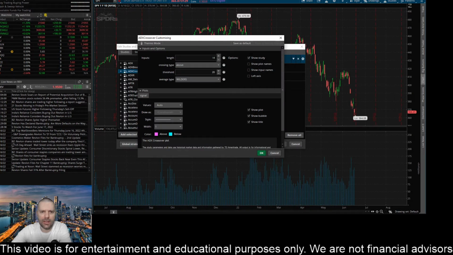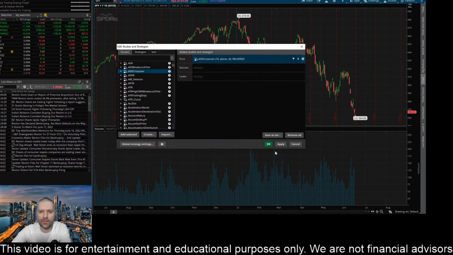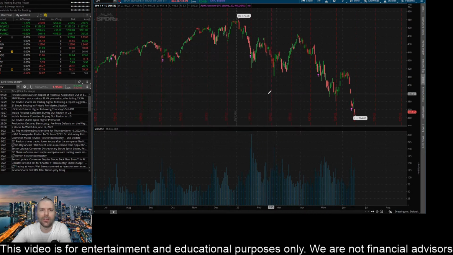So we're talking about the length, the threshold, the crossing type, and the average type. It defaults to length 14. Crossing type is when it moves above, threshold is 20, and then the average type is Wilders. You can tweak that if you want to, but just so you can get an idea of what the defaults are, I'm going to cancel out of that, click apply, and click OK. All right, so you see some arrows on the chart here.